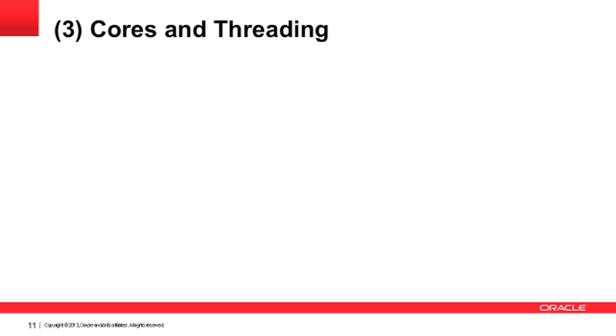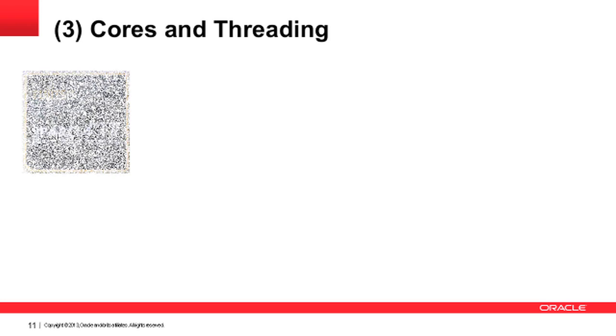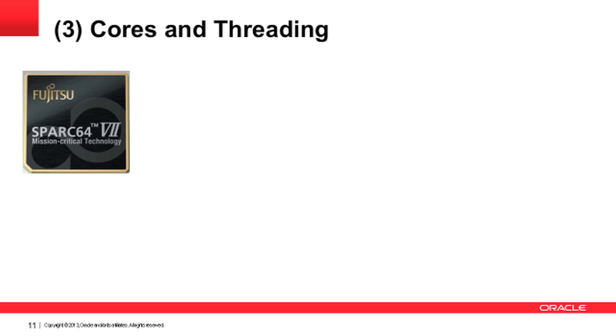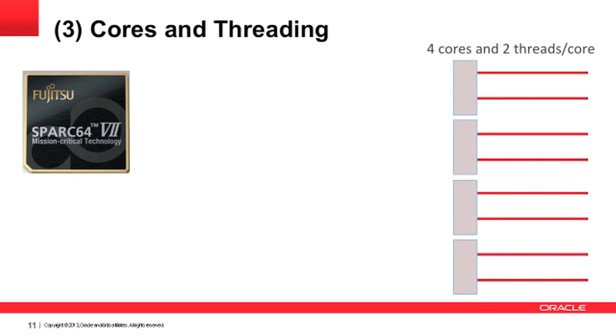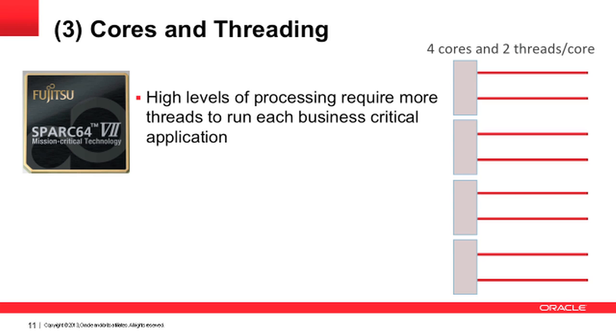And the third most important feature of the SPARC M632 is cores and threading. To understand that, let's consider what we had with the M9000. It utilized the SPARC64 VII Plus processor. That processor provided 4 cores and 2 threads per core. However, as your processing requirements increased, we clearly did not have enough threads to address all of that processing workload.